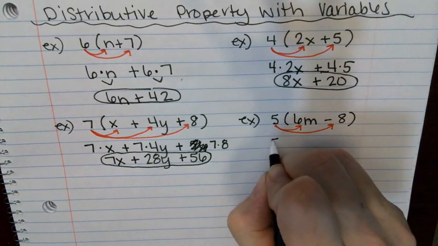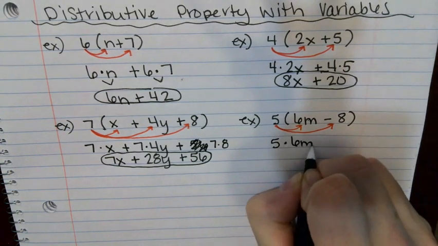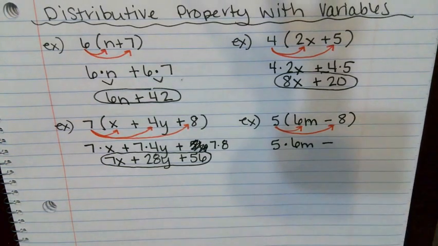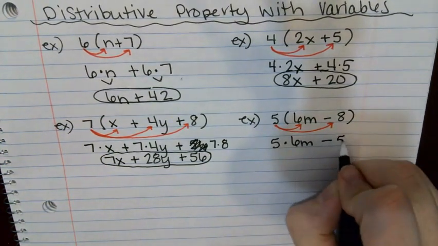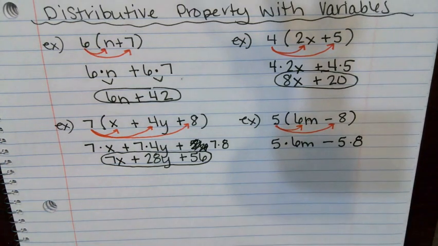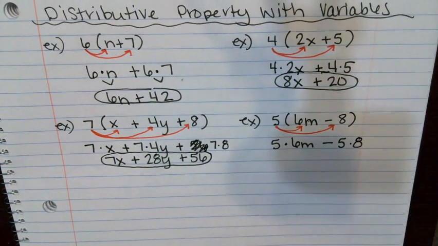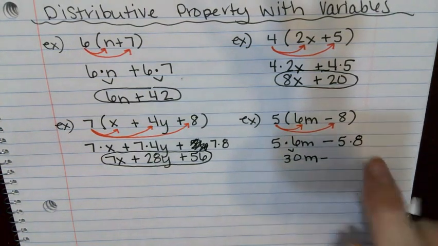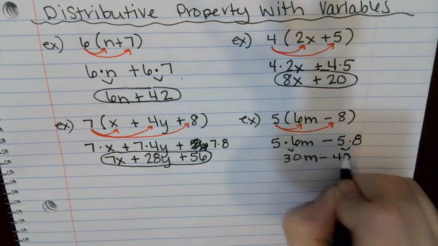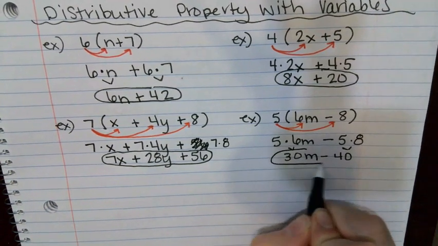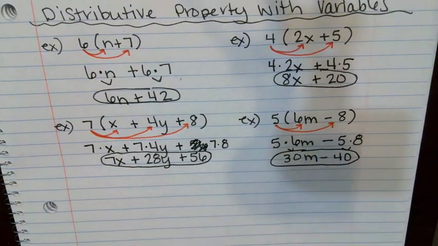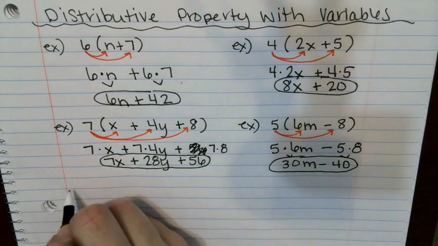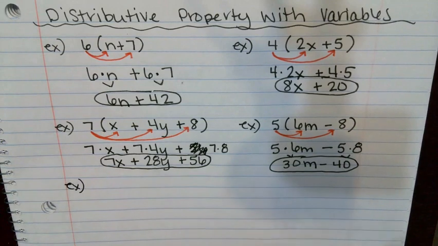So let's say 5 times 6m. But look, instead of addition, I have subtraction. So I'm just going to drop that subtraction down there, and 5 times 8. 5 times 6m is 30m. And I'm going to subtract 5 times 8, which is 40. Just drop it down.